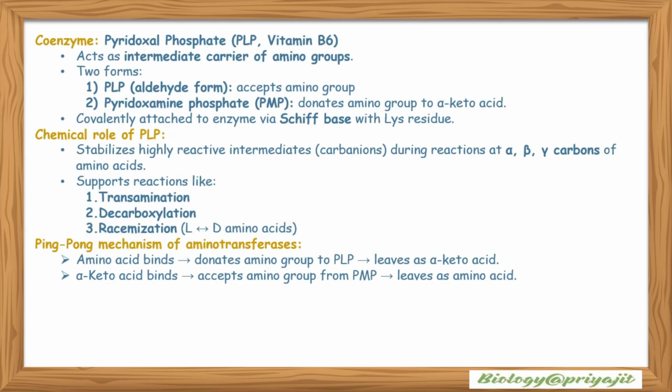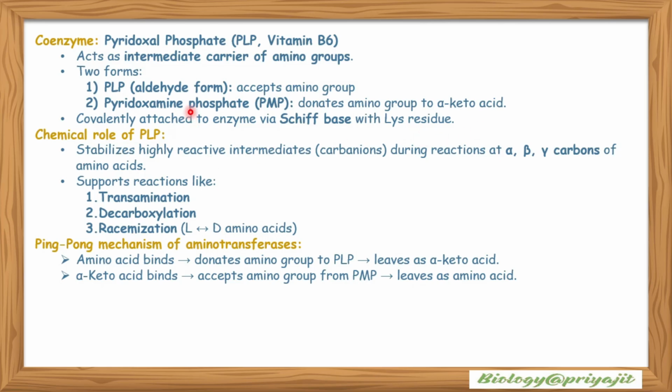Coenzyme pyridoxal phosphate (PLP), or vitamin B6, is essential. It acts as an intermediate carrier of the amino group. There are two forms of pyridoxal phosphate, and one is the aldehyde form. It accepts the amino group, and pyridoxamine phosphate (PMP) donates the amino group to the alpha keto acid. Covalently, it is attached to the enzyme via a Schiff base with the lysine residue.